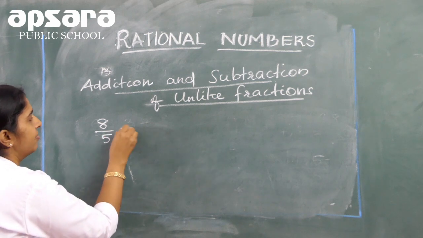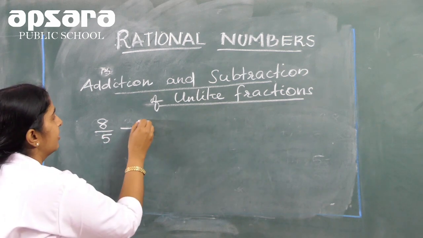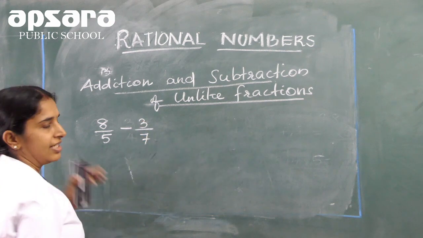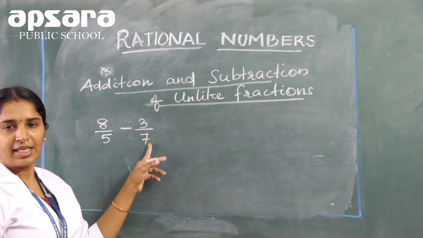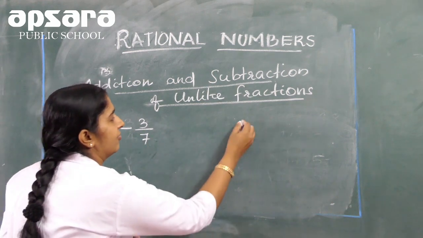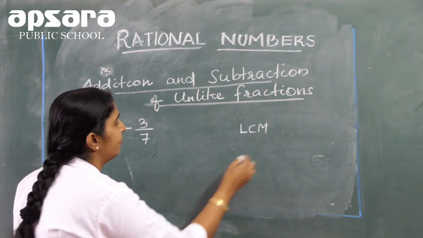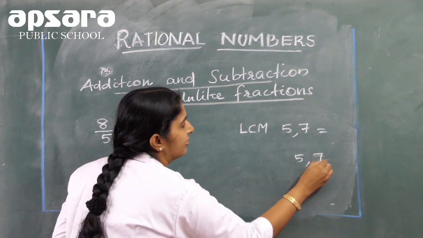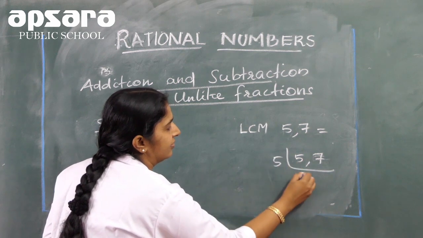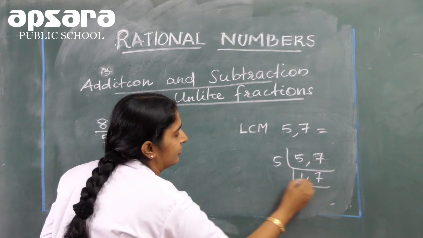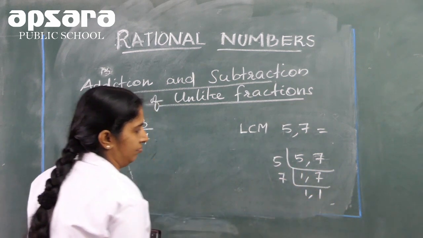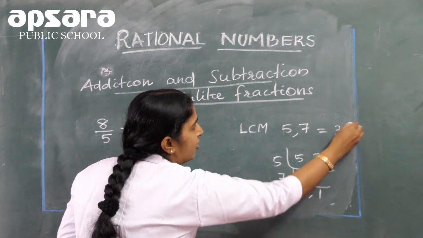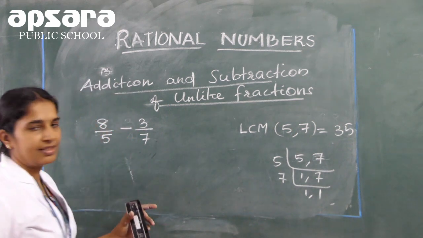8 by 5 minus 3 by 7. Now, find the LCM of 5 and 7. What is LCM? 5 7s are 35. LCM of 5 and 7 is 35.